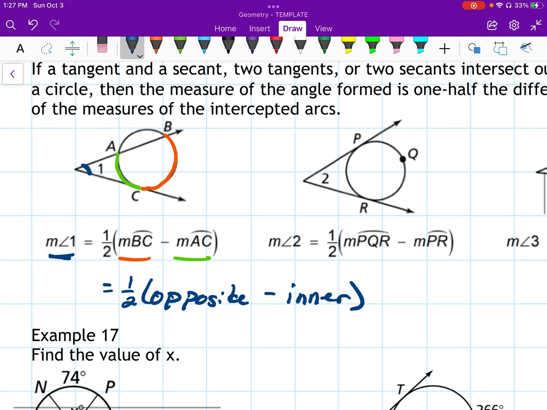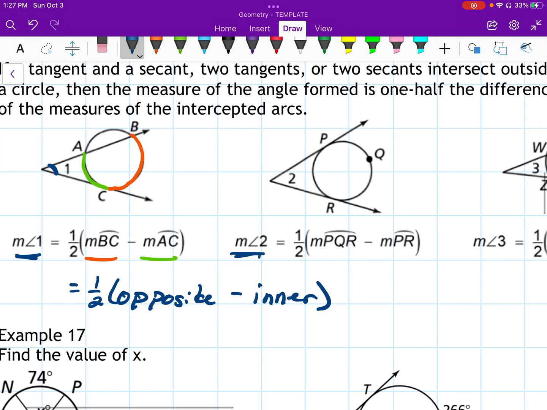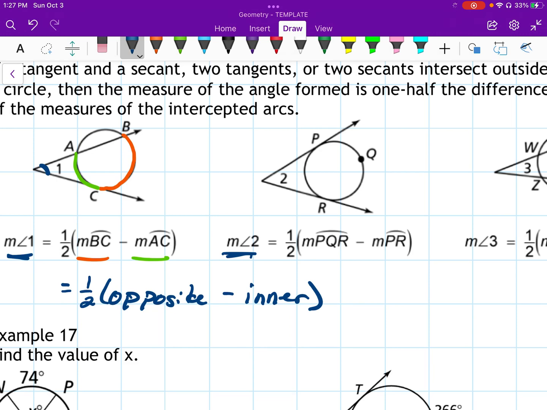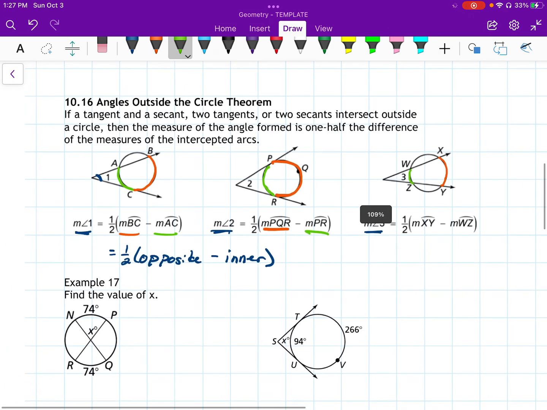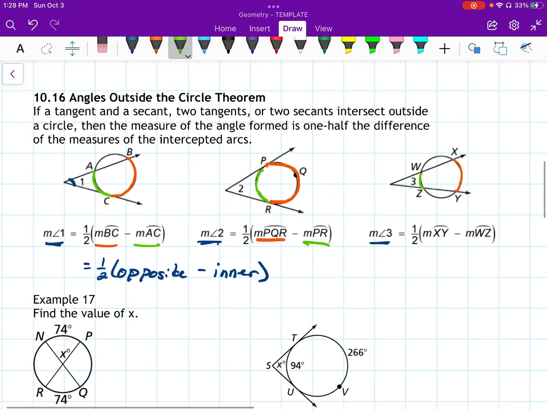Let's look at this next one. We have our angle, measure of angle 2 equals 1/2 the opposite arc minus the inner arc, right? The farther away arc minus the inner arc. This one again, our angle there is 1/2 of the opposite arc, the one that's farther away, minus the inner arc. All right, that would be a good thing to write down, to just memorize, to remember.